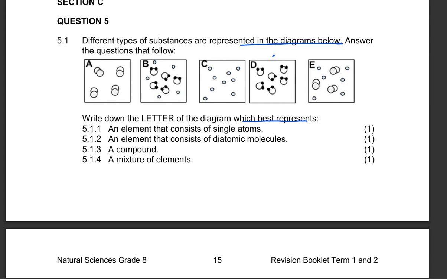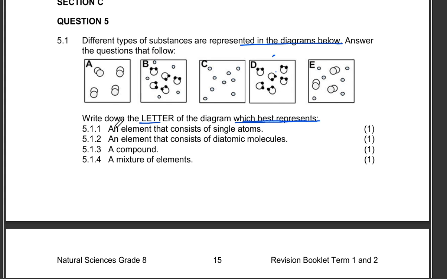So different types of substances are represented in the diagrams below. Answer the questions that follow. You need to write down the letter, only the letter of the diagram, which best represents the statements that you're given from 5.1.1 to 5.1.4. Now, you are having 5 diagrams, guys, and each diagram is indicated with a letter. So you're having diagram A, diagram B, diagram C, diagram D, and diagram E.